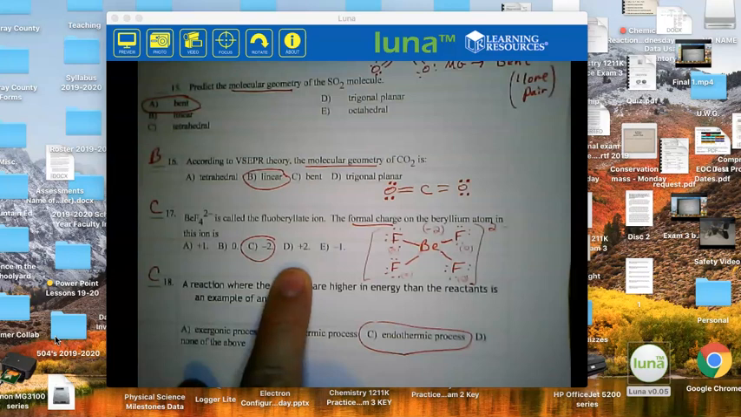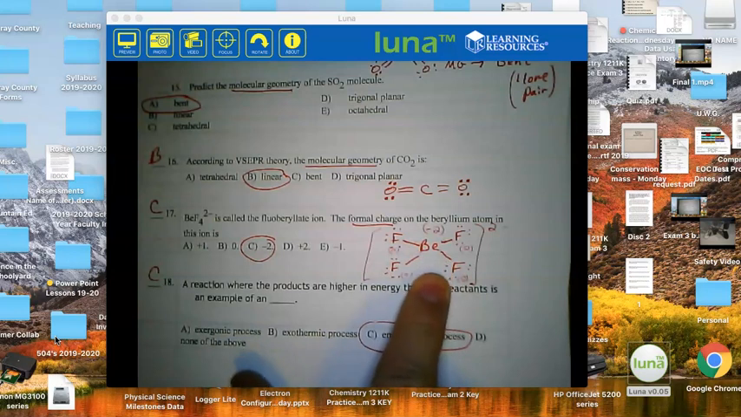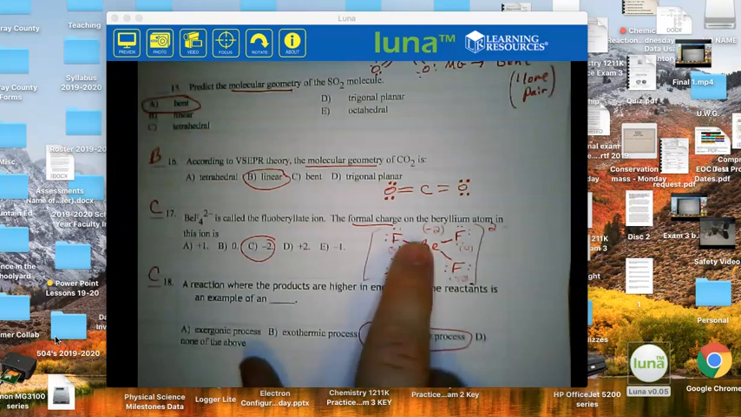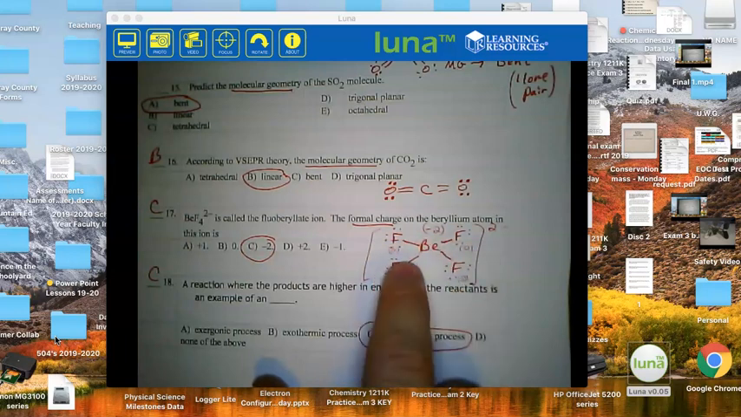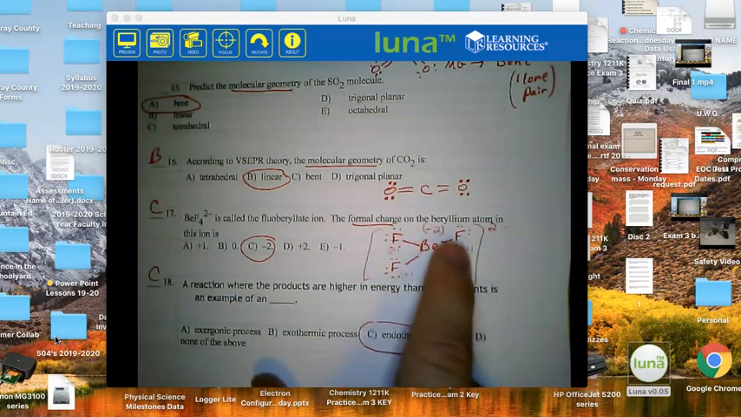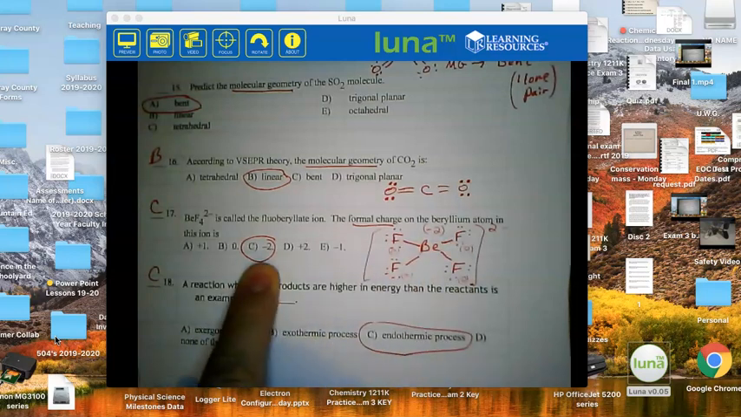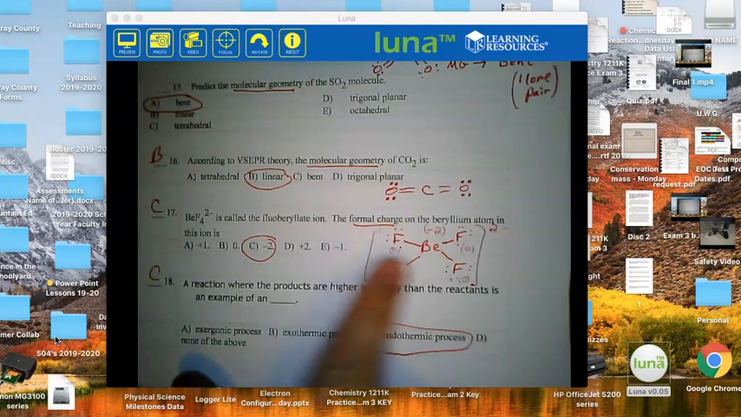So here for number 17, here's the Lewis dot structure of the fluoroberylate ion. And notice beryllium here normally has just 2 valence electrons, but it has to make a single covalent bond with each fluorine atom. And so it has a formal charge of -2. Each fluorine atom has a 0 formal charge on it because it has exactly 7 electrons at its disposal. All right, so your answer here, because it's asking for the formal charge on the beryllium atom, it's -2.